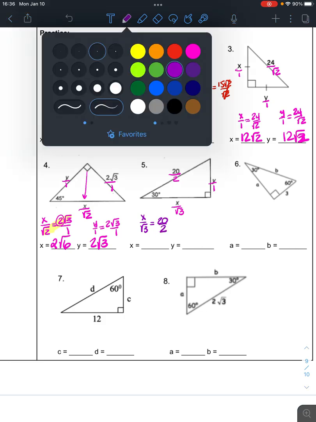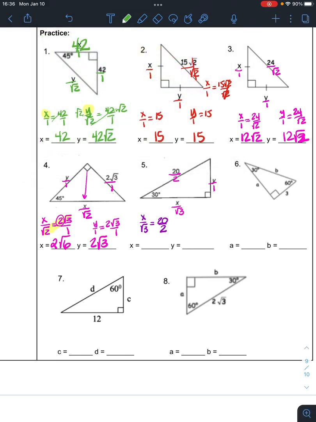Again, one thing you can do, figure this out how you want to handle it, but 20 divided by 2 is 10, and then 10 times root 3 is 10 root 3. Y'all, 10 root 3 means 10 times root 3. Just like 10x means 10 times x. We just don't say times, but it is times. You could type it in on your calculator that way.